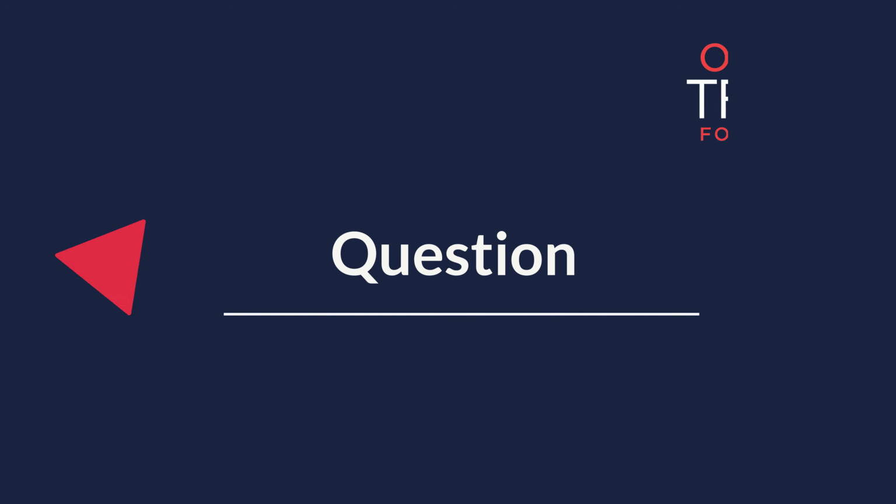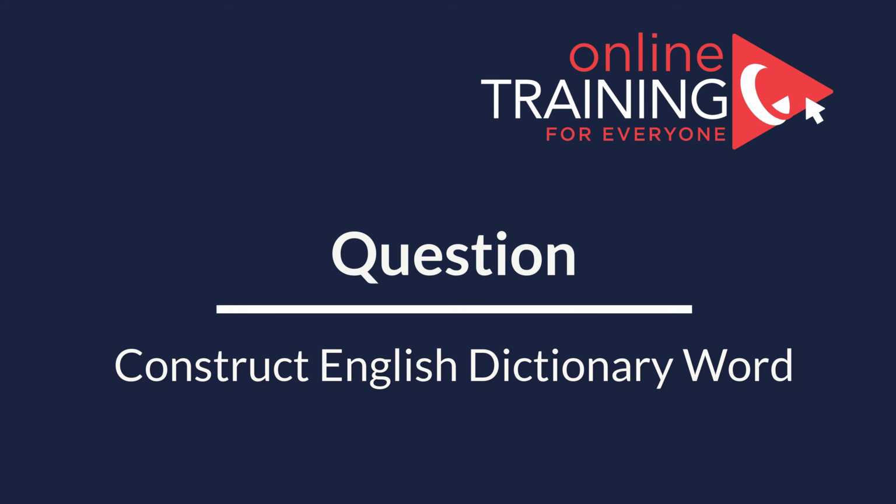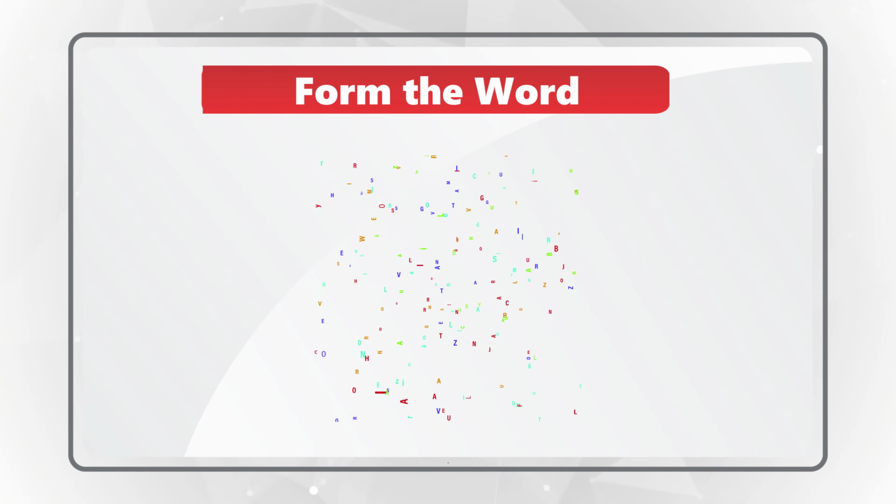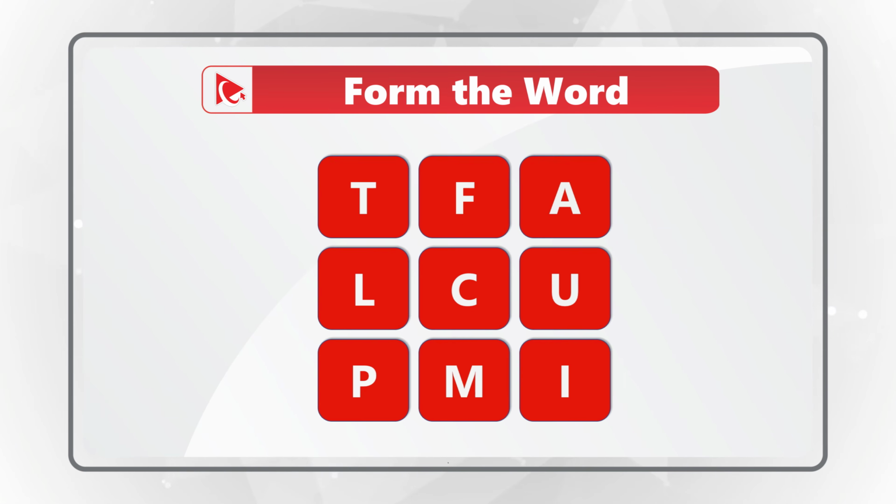This question truly tests your knowledge of English dictionary. You need to form the word using all the letters only once. And there are 9 letters that you can see on the screen. The letters are T, F, A, L, C, U, P, M, I.